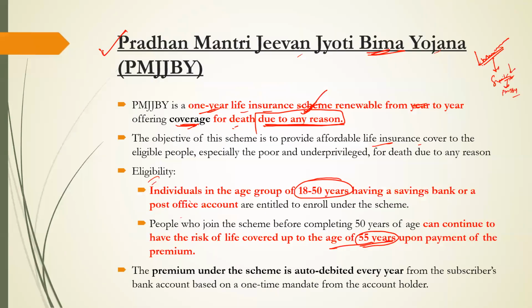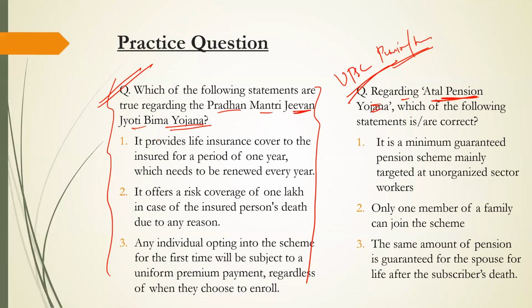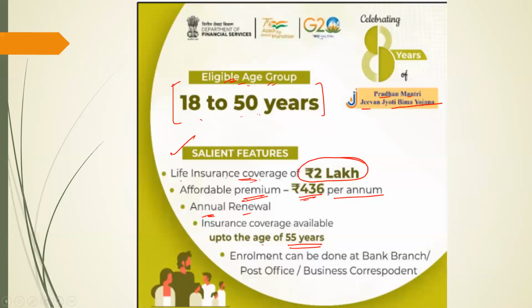Fine. So now based on what you have learned, which statements would be correct here? It provides life insurance cover to the insured for a period of 1 year, which needs to be renewed every year. That is correct. It offers a risk coverage of 1 lakh in case of insured person's death due to any reason. That is wrong, it is 2 lakhs. Now, any individual opting into the scheme for the first time will be subject to a uniform premium payment. That would be wrong, it is pro rata premium. So go through that aspect also.